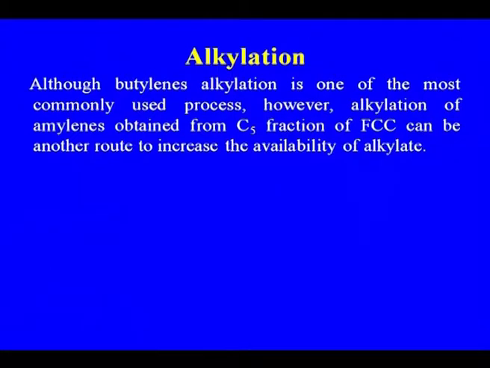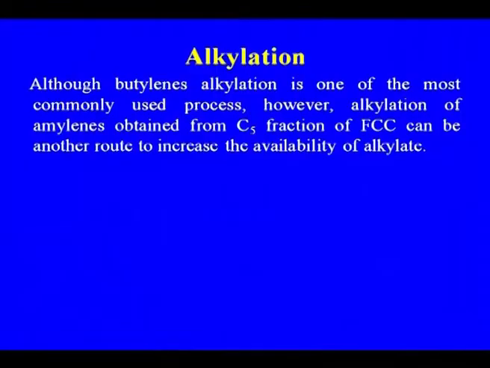Butylene alkylation is one of the most commonly used processes. However, for alkylation of the amylenes, because of the C5 cut, as I told you, now there is more and more interest in the recovery of the C4 and C5 gases from the refinery. In some refineries, isobutene is used for making MTBE, methyl tertiary butyl ether, which is being used as an oxygenate, but as I told you earlier, now there is a ban on the use of MTBE in many of the developed countries.